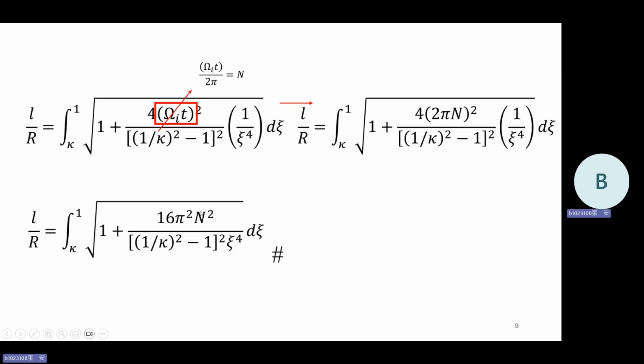The final answer is supposed to be in terms of N, the number of revolutions, by making N equal to omega times t divided by 2 pi. Substituting it into this equation and expanding these terms, we can get this equation. Therefore, the length of the curve after N revolutions of the inner cylinder is this equation.